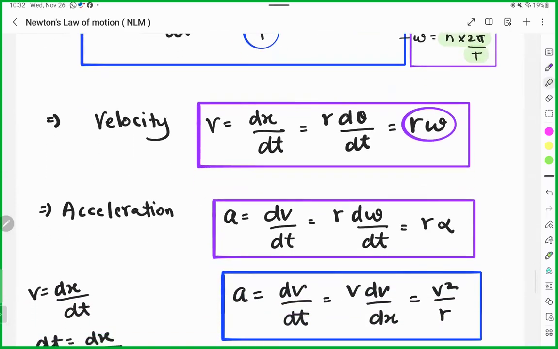Next, you know velocity is equal to dx by dt. And instead of dx, you can write r d theta. And d theta by dt is omega. So you can correlate velocity.